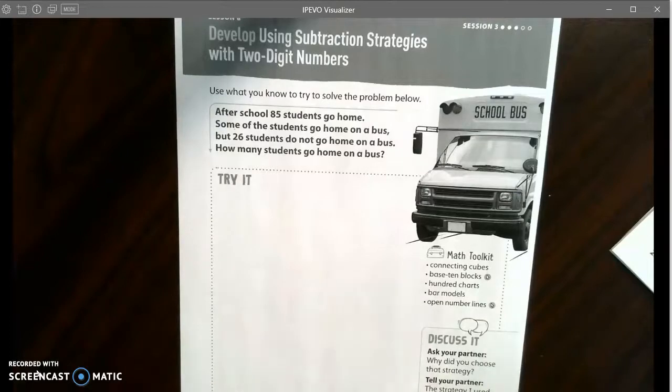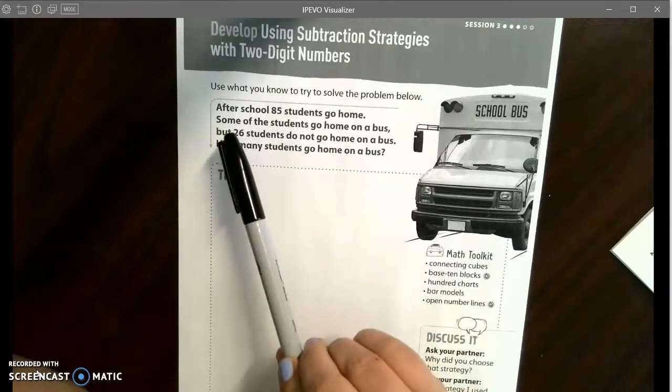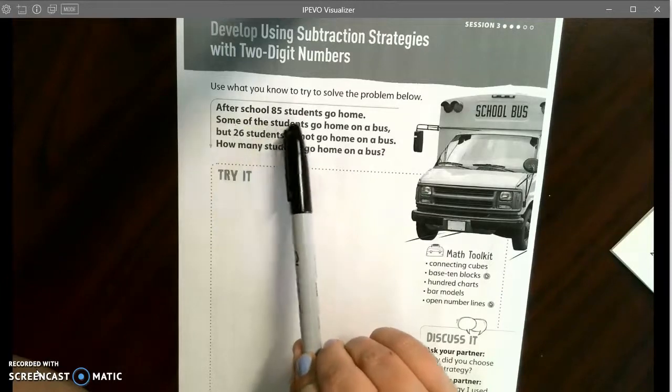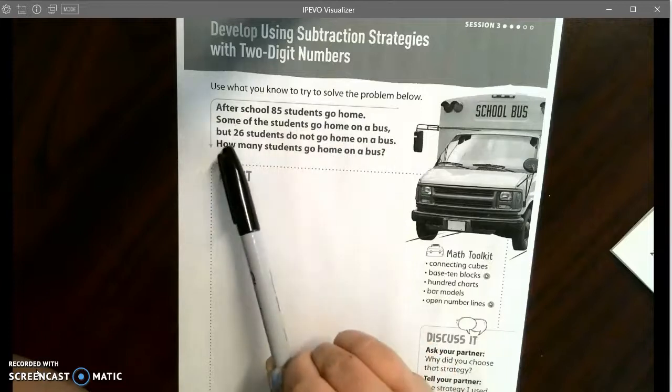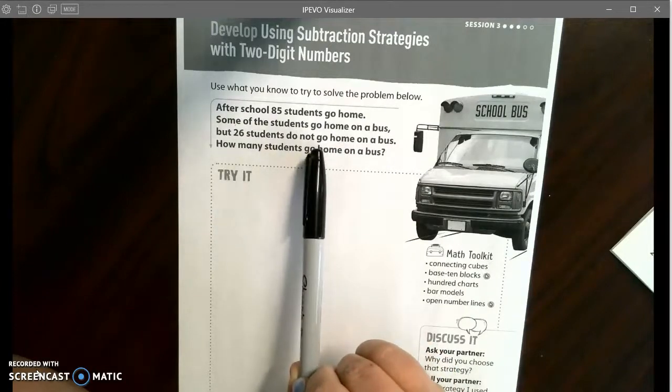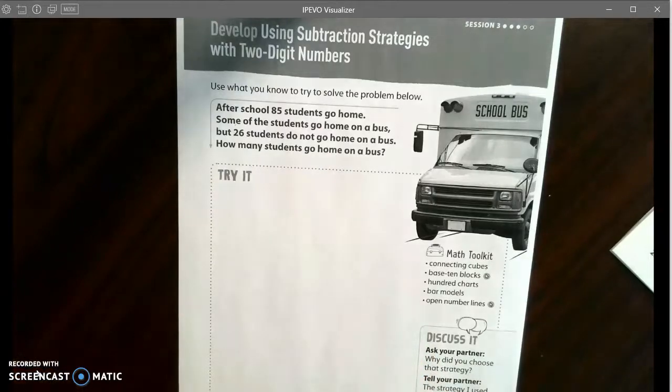So, side note, the problem for today to get our brains working and warmed up: after school, 85 students go home. Some of the students go home on a bus, but 26 students do not go home on a bus. How many students go home on a bus? I feel like I just read go home on a bus 17 times. Anyways, I would like you to use any strategy that you have learned and that you like to solve this problem.